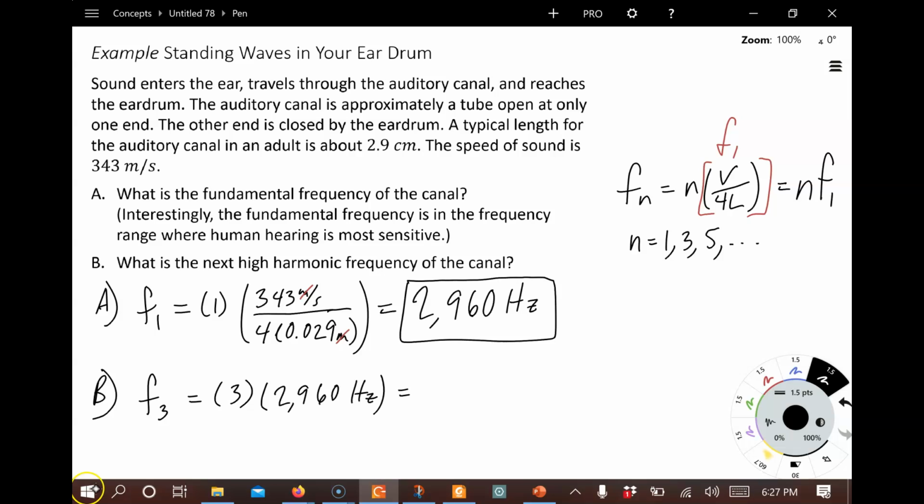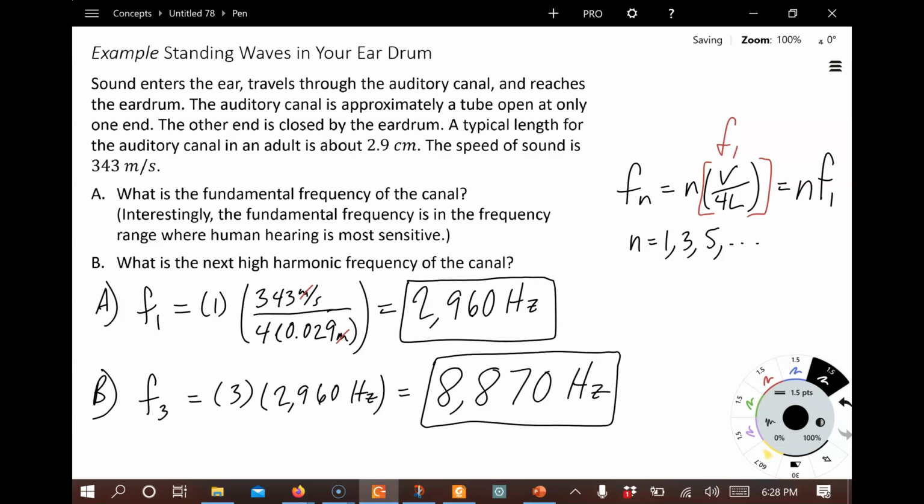And when we calculate this, we get 8,870 hertz. Actually, if you take the number of the fundamental multiplied by 3, you get 8,880, but I just used the full decimal values to get a more accurate answer when I did part B. And so what I actually multiplied by was more like 2,957 hertz. And there's your answer for that one.